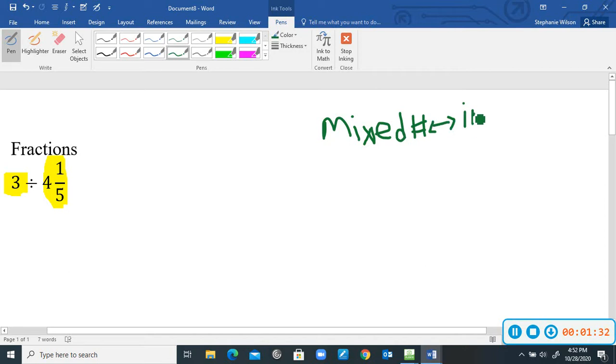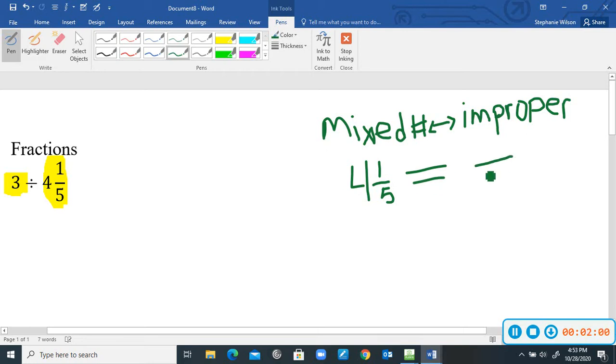And what is an improper fraction? Well, an improper fraction is when the numerator, the top number, is larger than the bottom number. So that would be an improper fraction. So let's convert this 4 1/5, which is a mixed number, to an improper fraction. That means the denominator always stays the same. We're not going to change the denominator, okay? So just go ahead and bring it over.